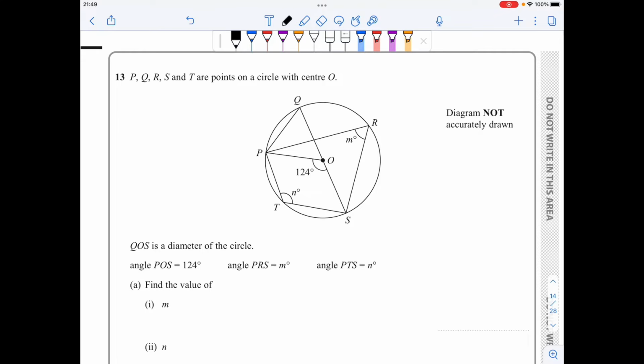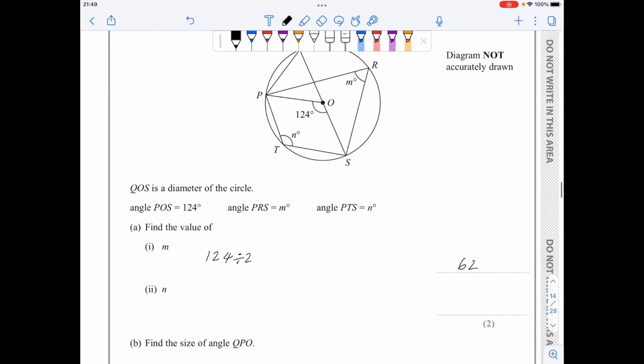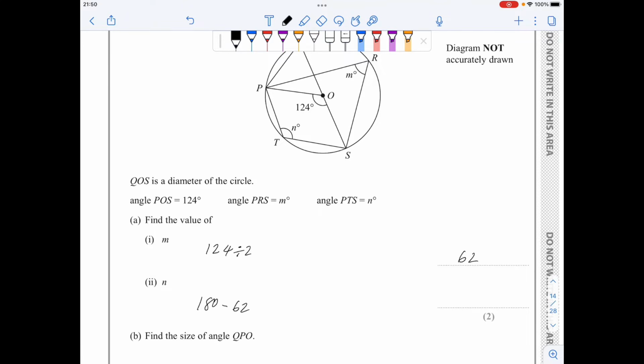For question 13, I'll start by finding angle M, which is this one. And note this is half of 124. So 124 divided by 2, which gives me 62 degrees. And the reason is that angle at the center is twice the angle at the circumference. And then I will find angle N, which is this one. Now this angle is opposite this angle, and both of these are in a cyclic quadrilateral. So 180 minus 62 will give me 118.